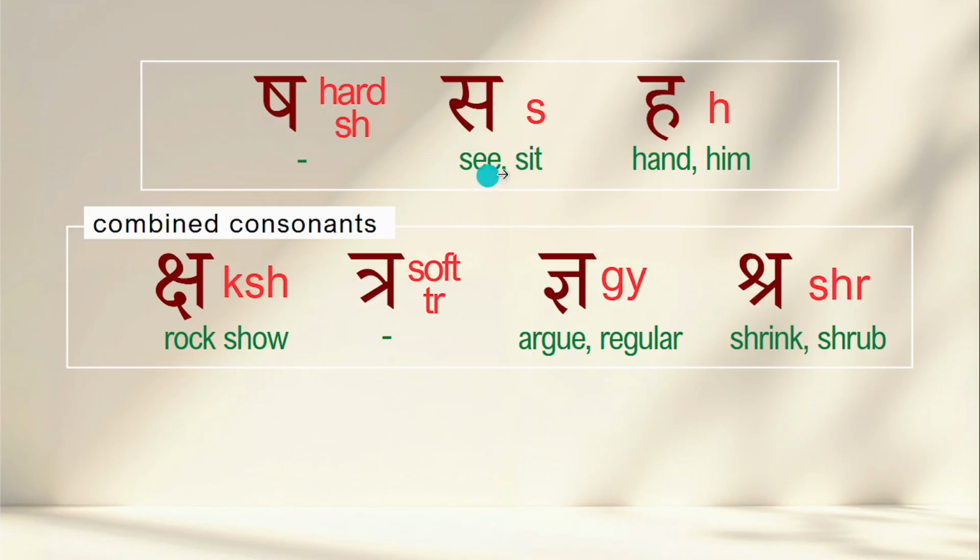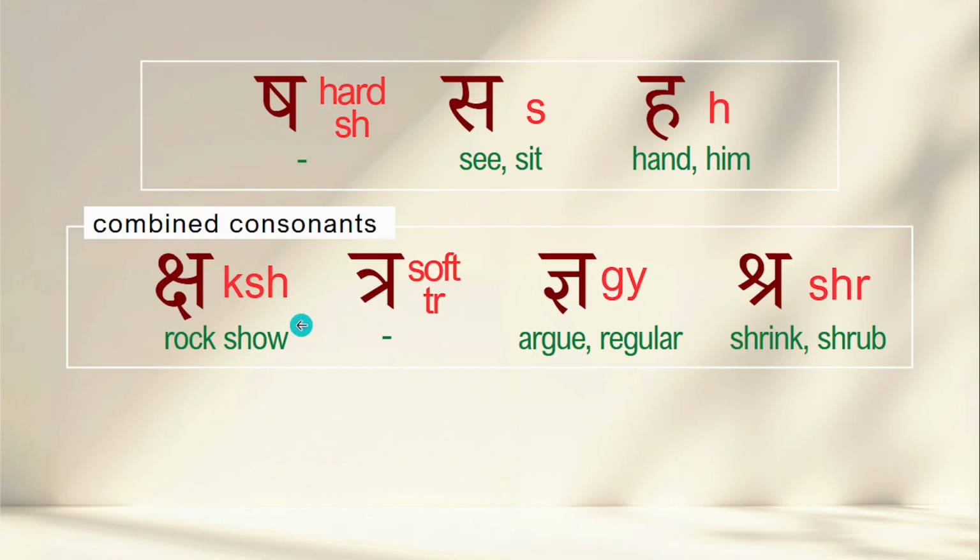S as in sit, see, season. So that's s. And h, hand, him, hear, hollow. So that's h. Okay, so sh, s, h. So these are all the consonants. These ones are combined consonants already. So these are mixed basically.